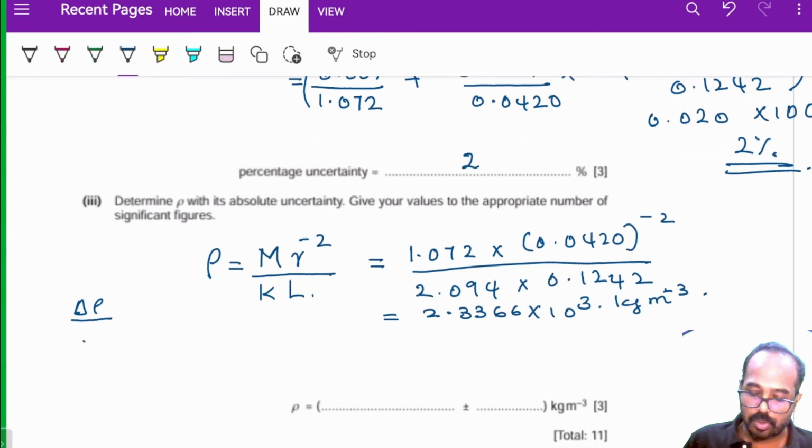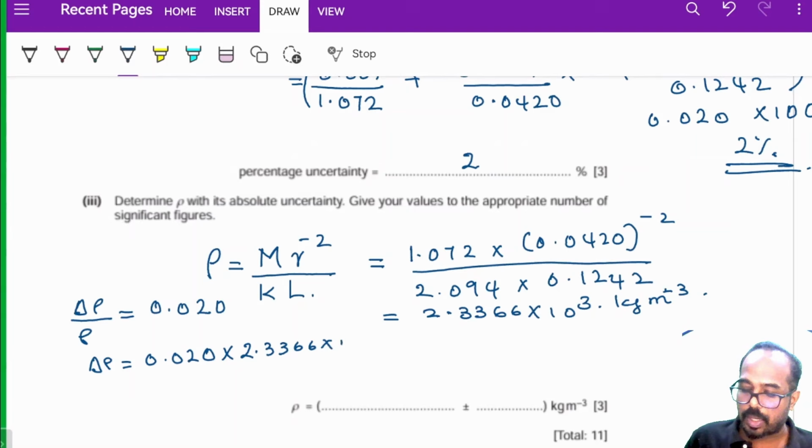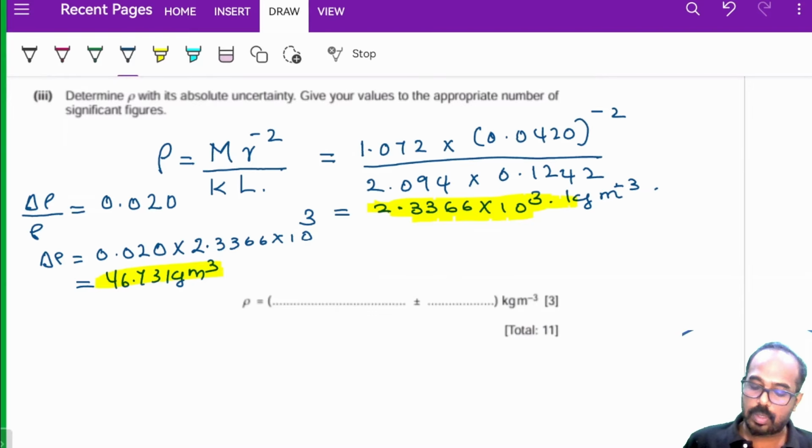Delta rho upon rho is equal to 2%, right? That means 0.02, correct? 0.020. So delta rho is equal to 0.020 multiplied by the density. Density value is 2.3366 multiplied by 10 to the power 3. So when you put this in your calculator, you will get it as 46.73 kilogram per meter cube. You got both the values, absolute uncertainty in density and the average value of density. Both you need to write in proper significant figure, okay?